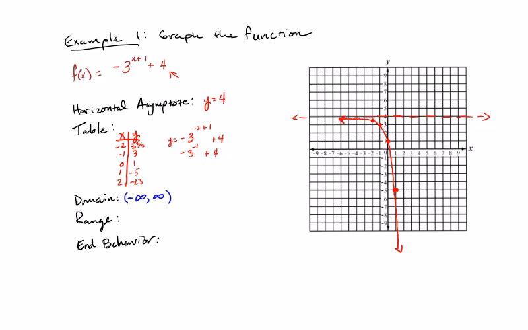The range, though, you do have to think about the graph a little bit. So we have our asymptote here at y equals 4, and the graph is below it, and so we're going to say that the y values go from negative infinity, down forever, but up to 4, but it doesn't equal it, and so we would say up to 4 with parentheses.